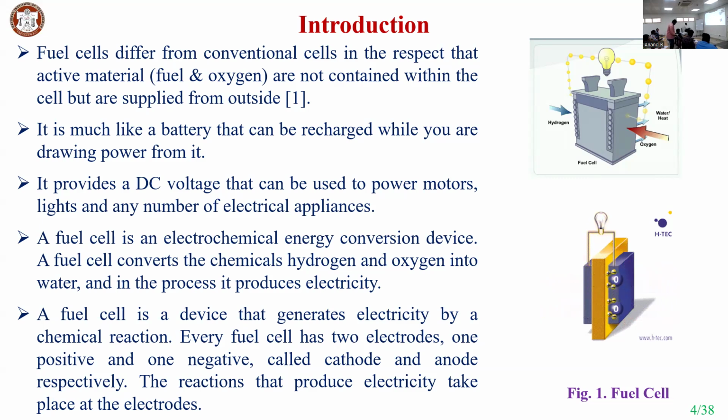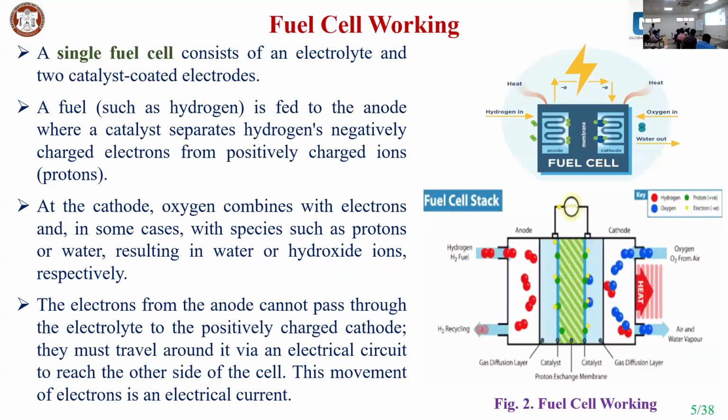So the fuel cell is a device that generates electricity by a chemical reaction. Every fuel cell has two electrodes, one positive and one negative, called cathode and anode. Normally the positive terminal is the cathode, and the anode is the negative terminal. The single fuel cell consists of an electrolyte and two catalyst coated electrodes. So you have one electrolyte and two electrodes which are coated with catalyst.